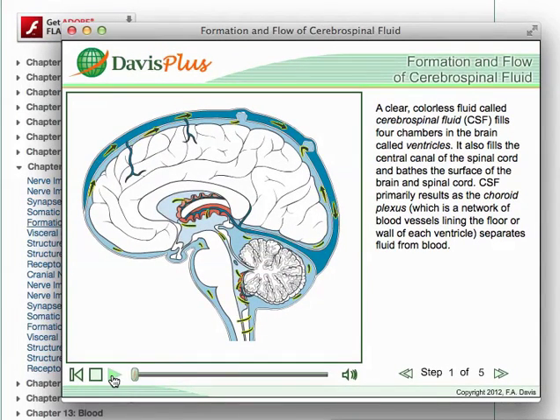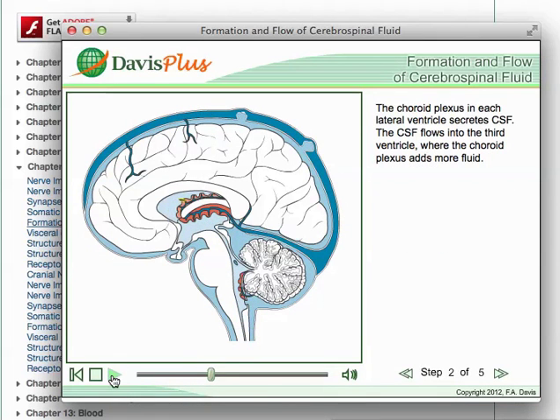A clear colorless fluid called cerebrospinal fluid, CSF, fills 4 chambers in the brain called ventricles. It also fills the central canal of the spinal cord and bathes the surface of the brain and spinal cord. CSF primarily results as the choroid plexus, which is a network of blood vessels lining the floor or wall of each ventricle, separates fluid from blood. The choroid plexus in each lateral ventricle secretes CSF.